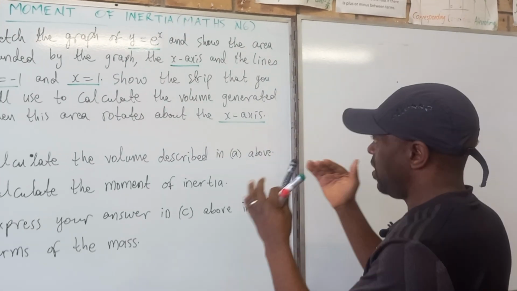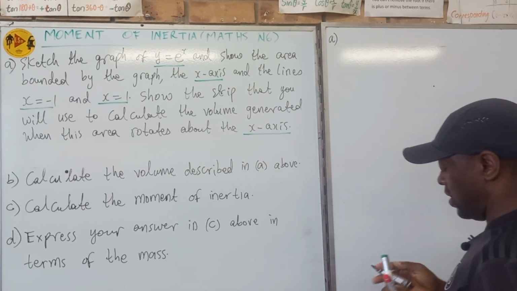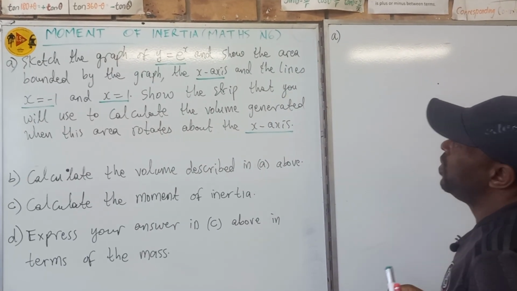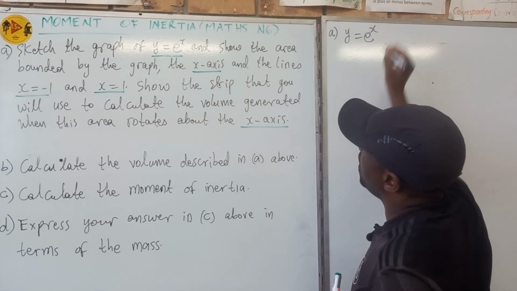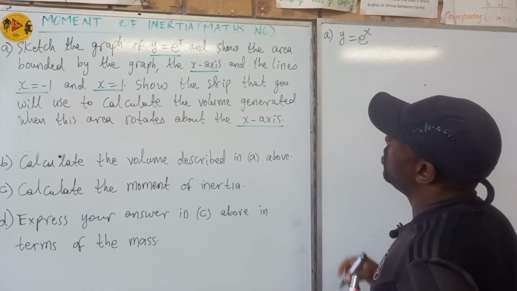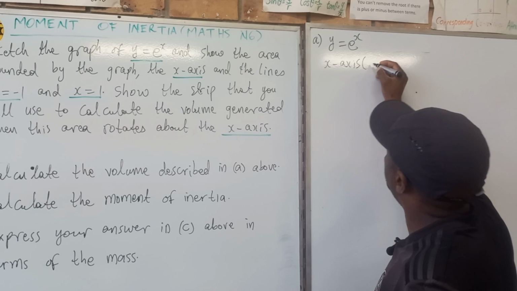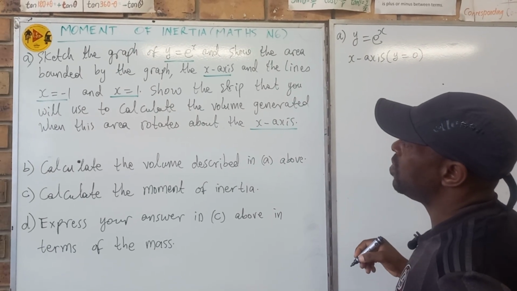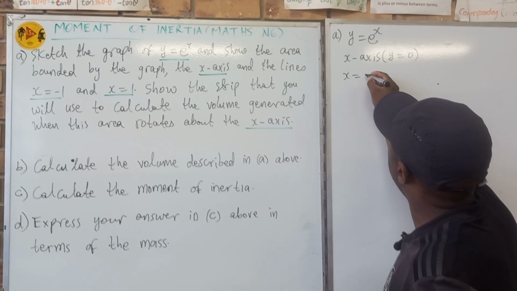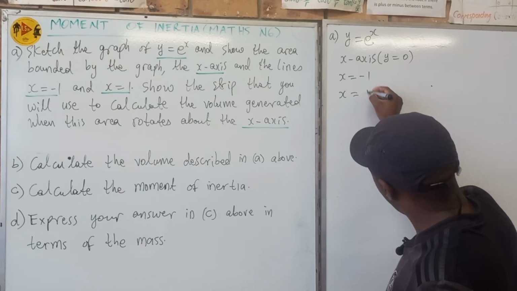So I'll start by capturing every important thing down before I can start sketching the graph. So we have been given the graph of y equal to e to the power x. We have been told about the x-axis. X-axis is a graph whose equation is y equal to 0. We have been told about the lines x equal to -1 and the line x equal to 1.